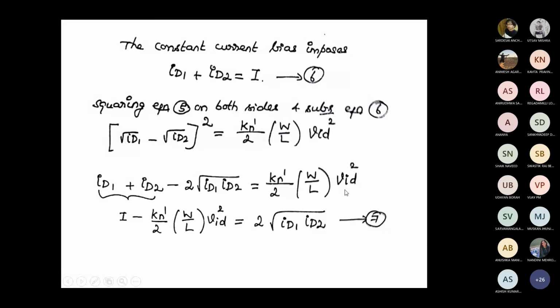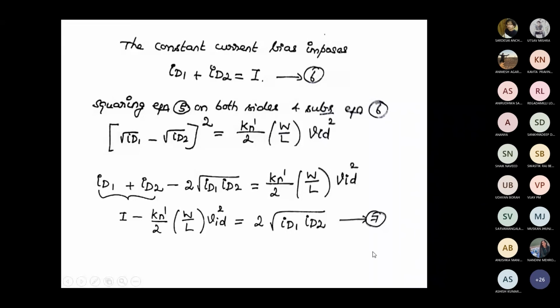And now we are replacing ID1 plus ID2 with the total current I. The Kn dash term is brought to the left side, and the 2 root of ID1 ID2 is taken on the right side. So this is made as the seventh equation. Okay, so you need not write this one. You take the final equation. Are you able to follow this up till the seventh equation?